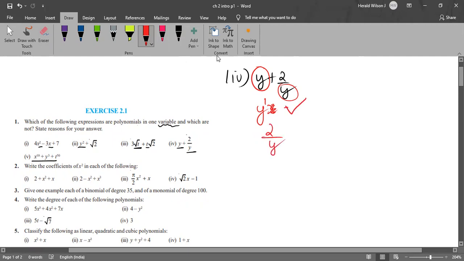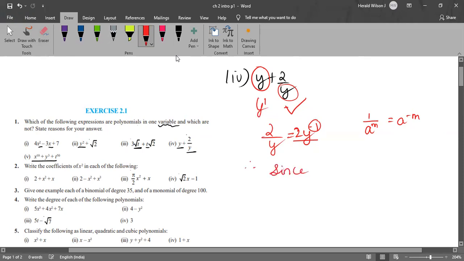Can I write 2 by y as 2 into y raised to the power of minus 1? According to a law of exponent, 1 by a raised to m is equal to a raised to minus m, or it could be vice versa also. So this can be written as 2y raised to the power of minus 1. Now you see this is a positive number, is it? Of course it is not, right? So can we say that it is not a polynomial? Of course, yes.